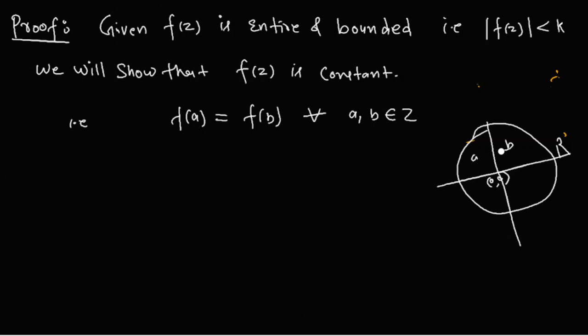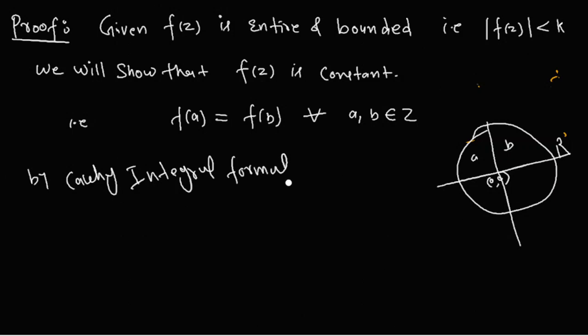inside the analytic function, then the value of that point is given by, so we can write here by Cauchy integral formula. What we know that, what is the value of f of a? The value of the function at point a is given by 1 upon 2 pi i integration f of z upon z minus a dz.